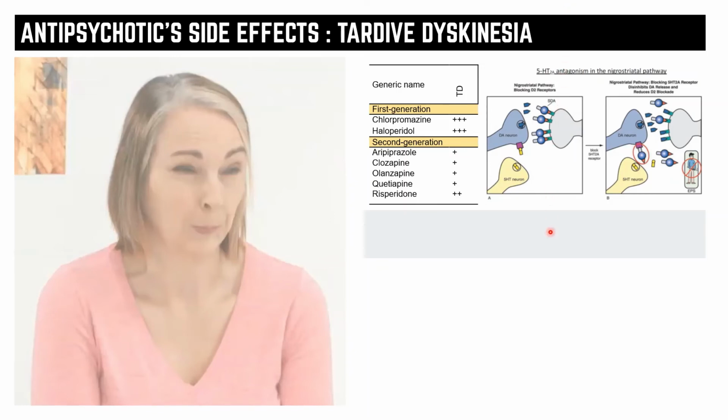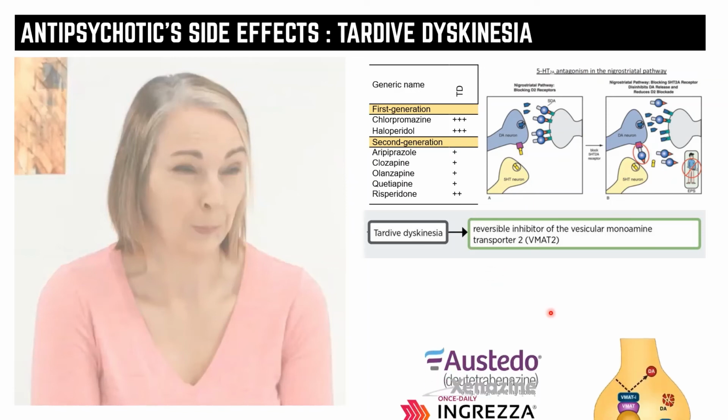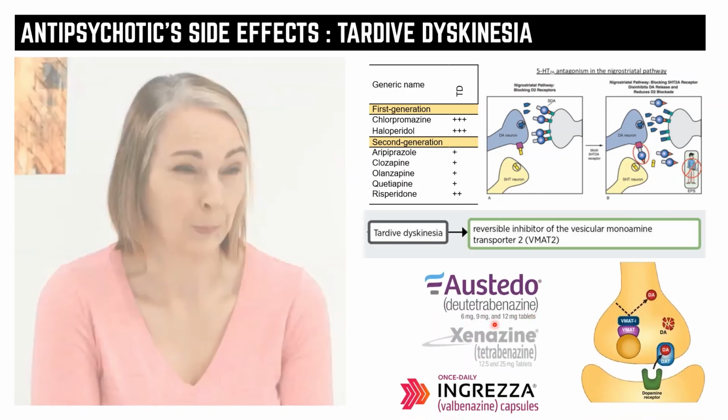APA guideline suggests to prescribe a newly approved FDA class of drugs, which are reversible inhibitor vesicular monoamine transporter 2 drugs such as deutetrabenazine and valbenazine, to the patient who developed tardive dyskinesia. These drugs act through the VMAT2 receptors, which are only localized in the dorsal striatum at the presynaptic neurons.